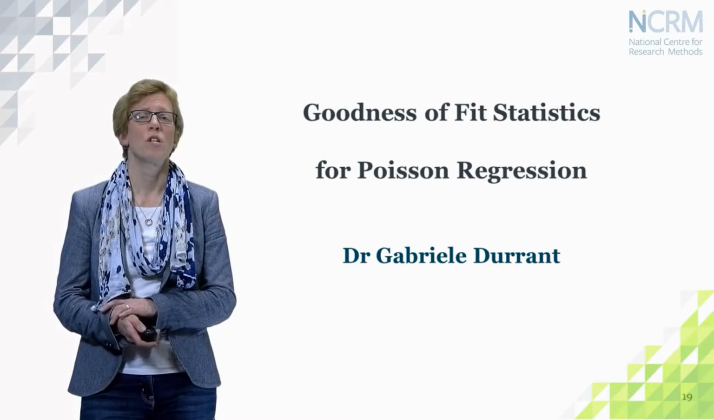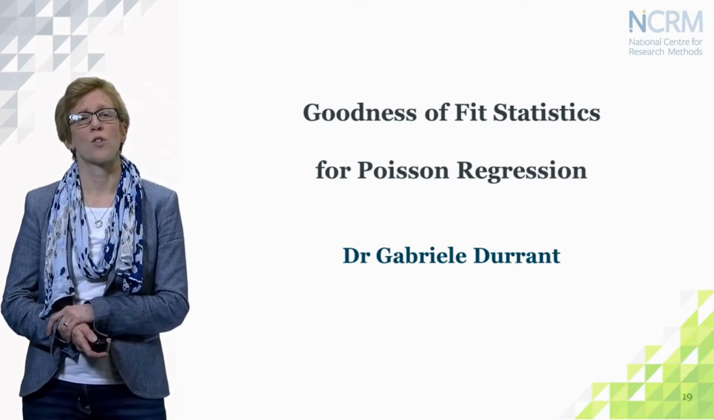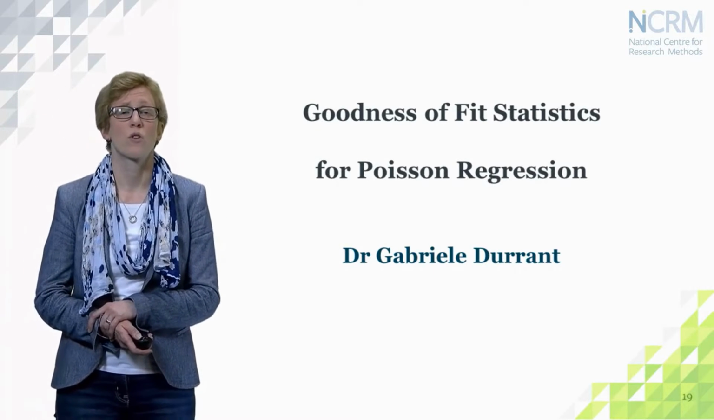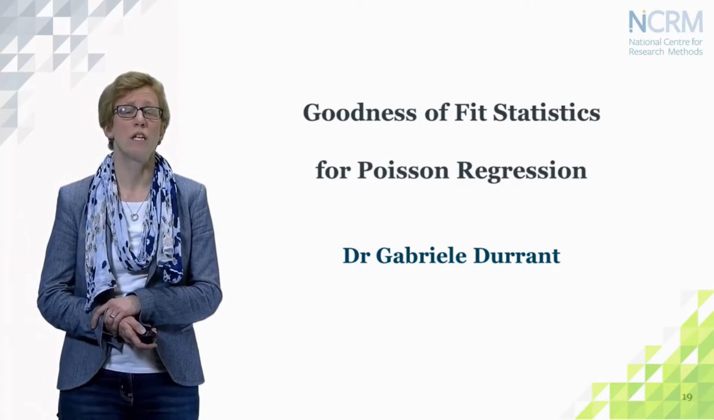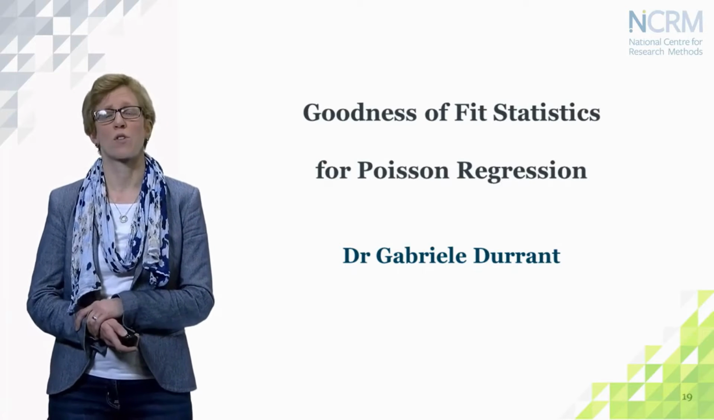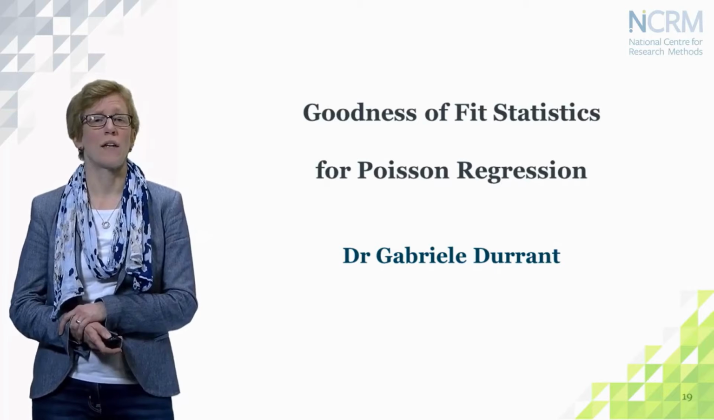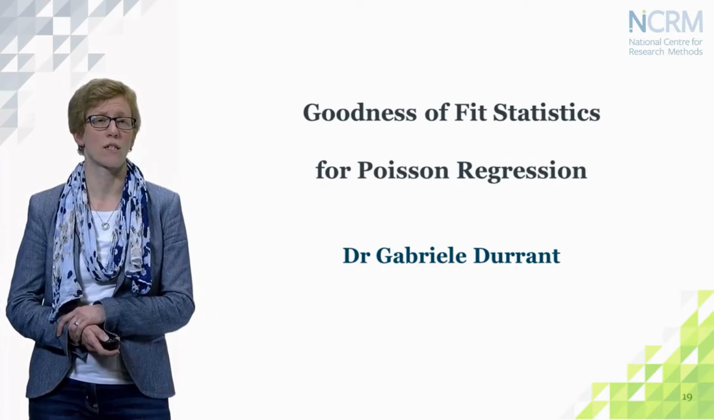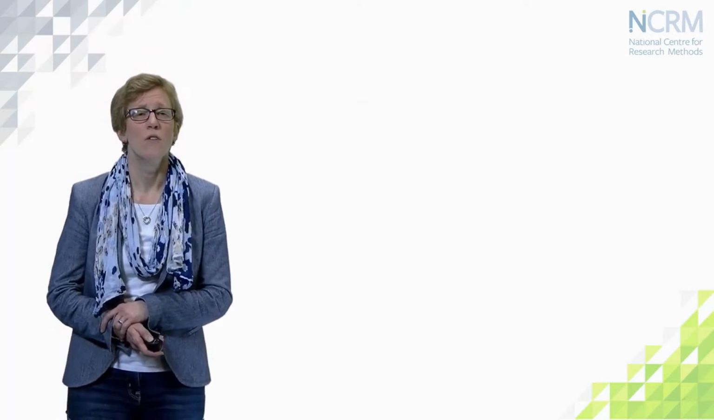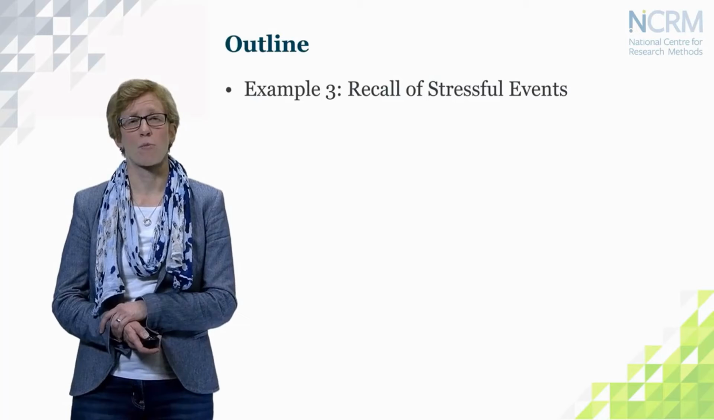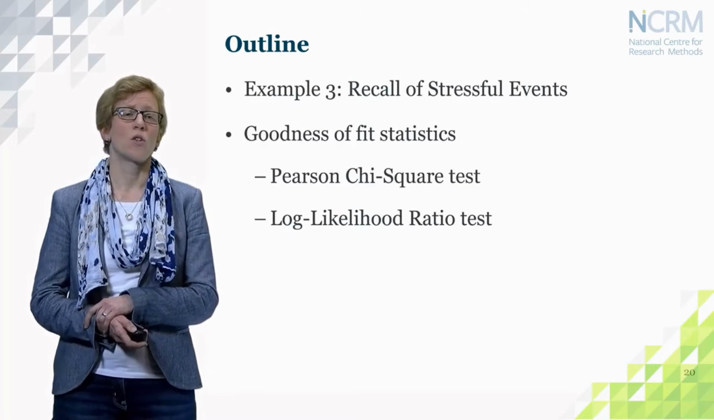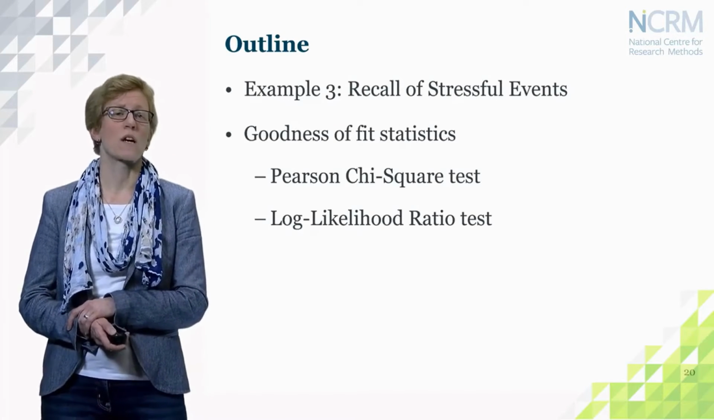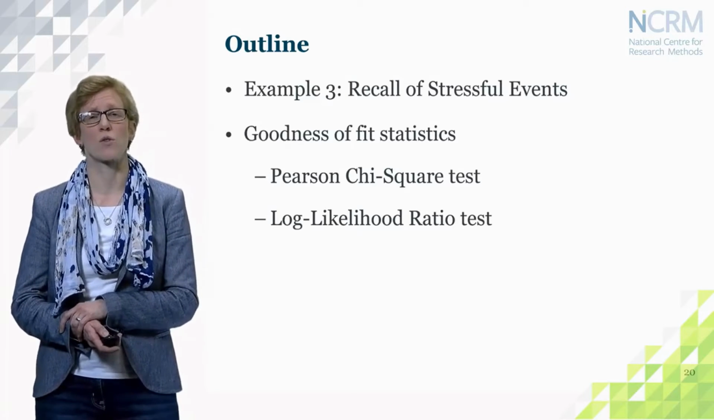I will now continue looking at a goodness of fit test statistic for Poisson regression. So we would like to test if a particular model that we are assuming really does fit the data, or if we may want to extend our model and include more covariates. We first of all look at another example. So I will first talk that through, and then I will be discussing goodness of fit test statistics, the Pearson chi-square test and the log likelihood ratio test.